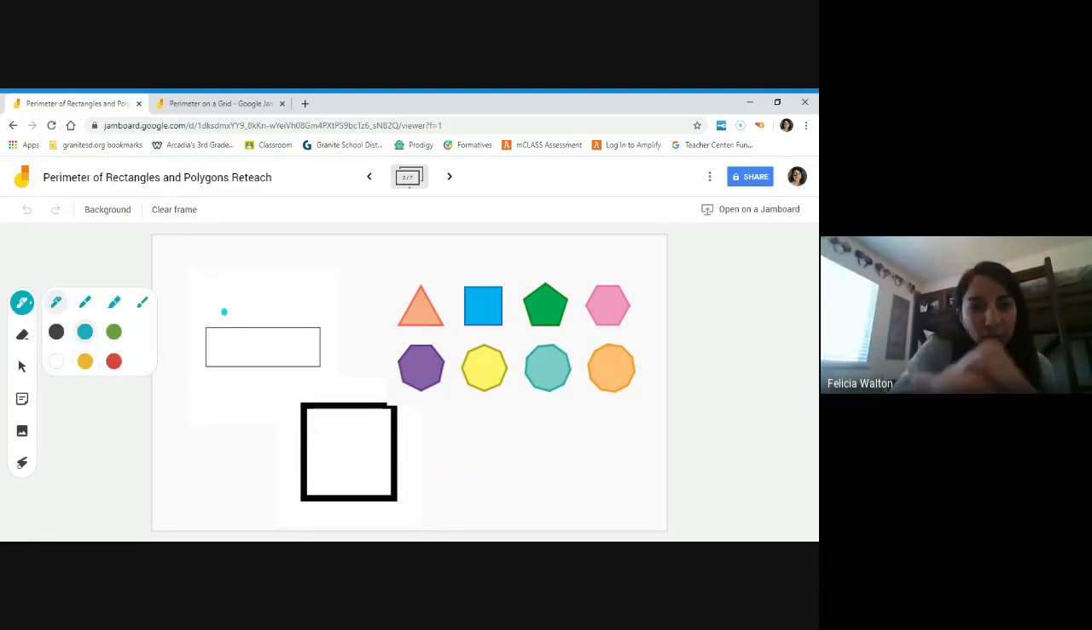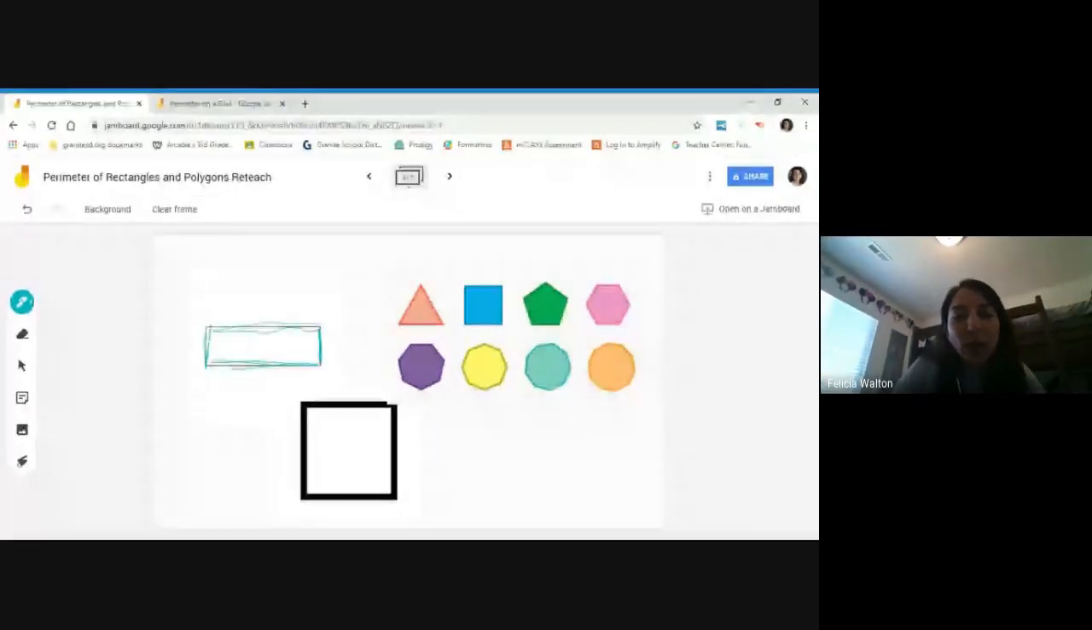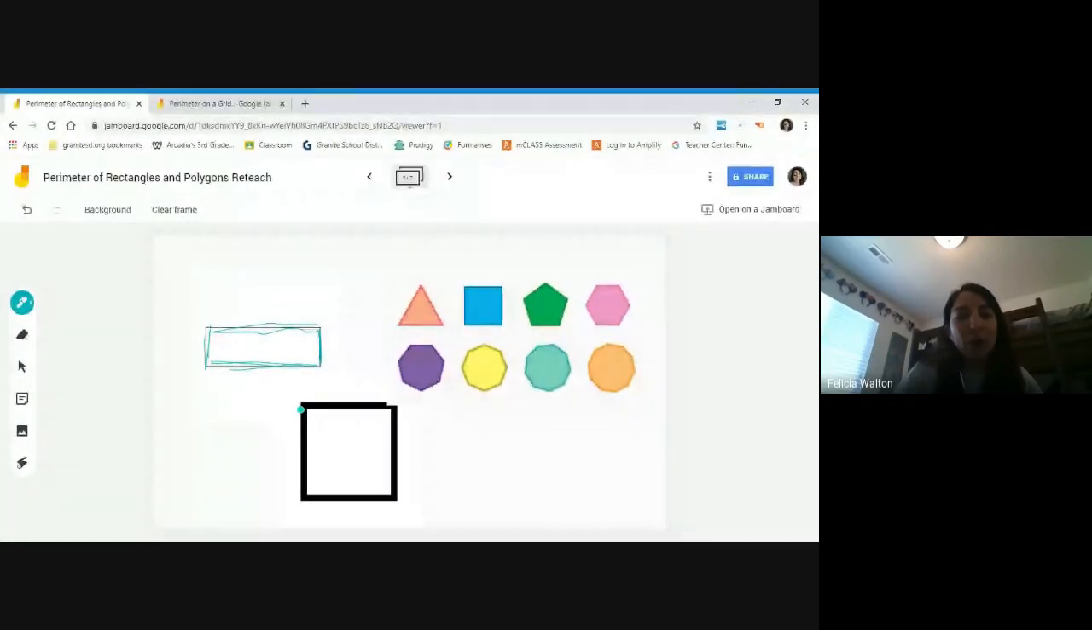And what's special about a rectangle is that this side is going to measure the same as this side. So these two sides will be the exact same. And then these two sides are going to be the exact same length in a rectangle. And in a square, all your sides are the exact same length. So if this side is four here, then all of these are also four. And that's what makes a square special.